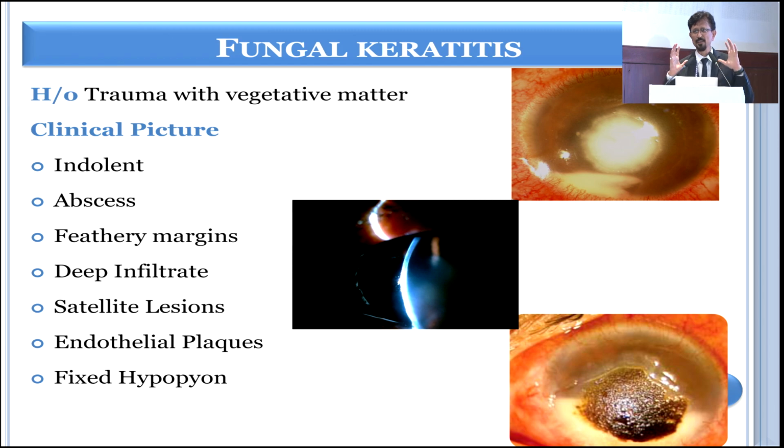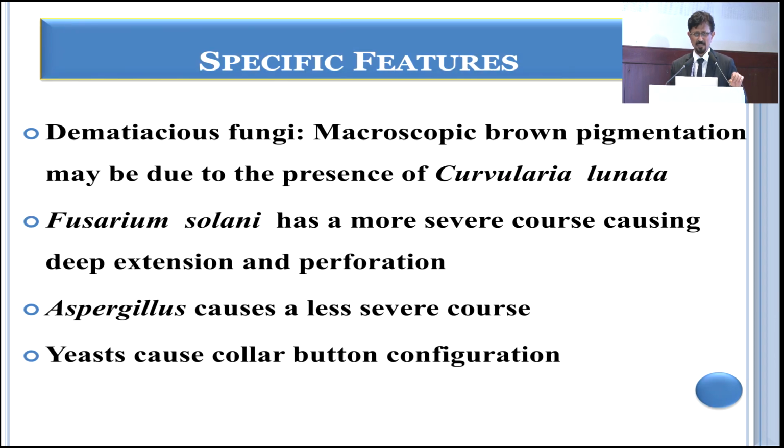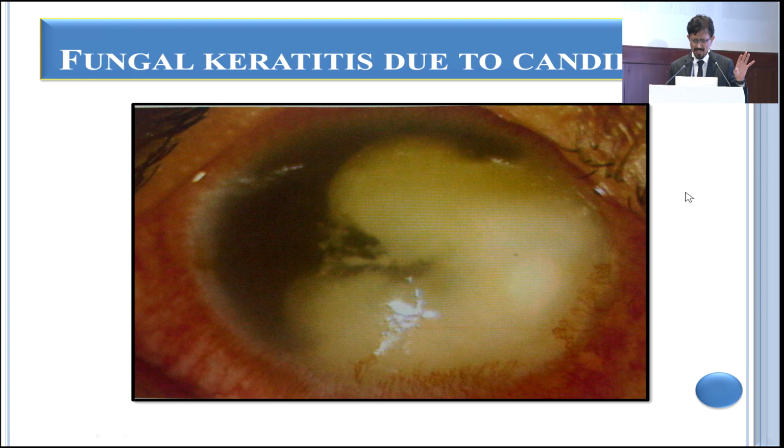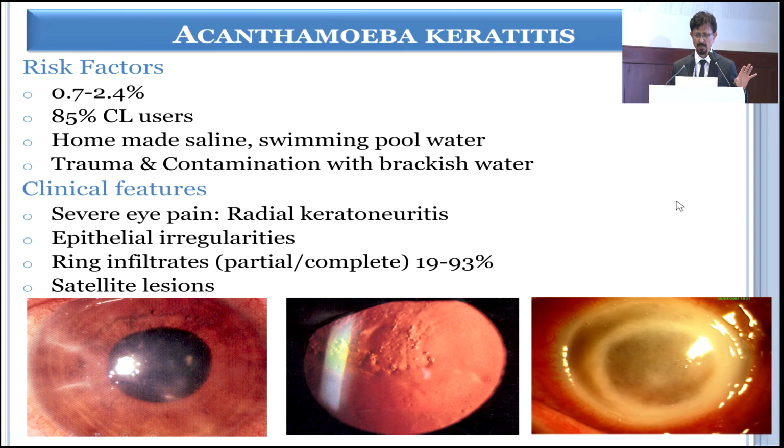So all these things give you an idea what can be the organism, and then you can start your empirical treatment. Now, if there's a history of trauma with vegetative matter, then you can think in terms of fungal keratitis, particularly if somebody is having an indolent ulcer. The infiltrates have feathery margins. These are deep infiltrates, endothelial plaques, fixed hypopion. Then pigments on the ulcer can be seen in curvularia keratitis. Then a cotton wool kind of appearance is seen in candida keratitis. So these things give you an idea what can be the organism.